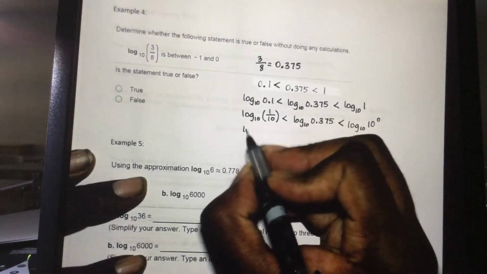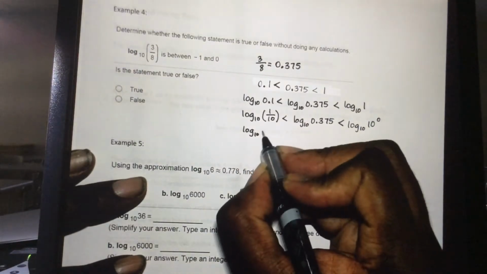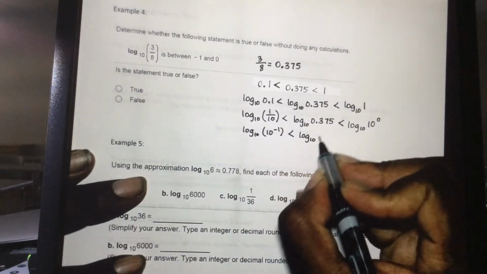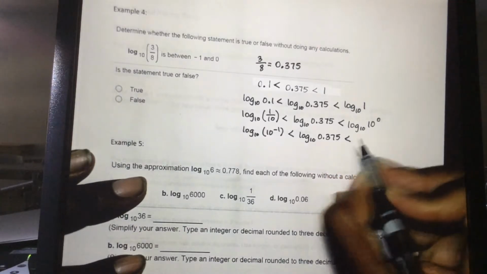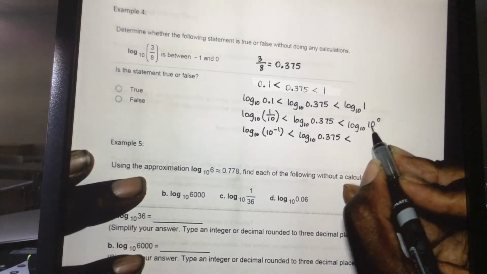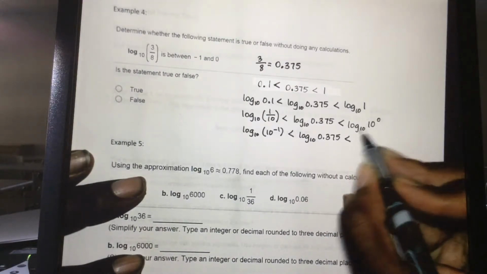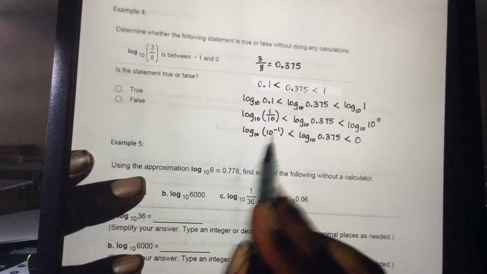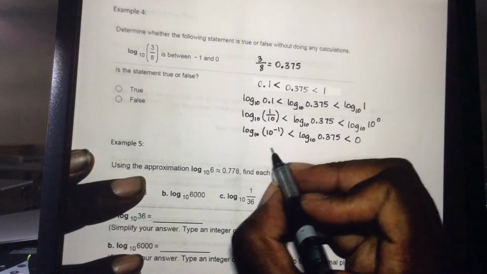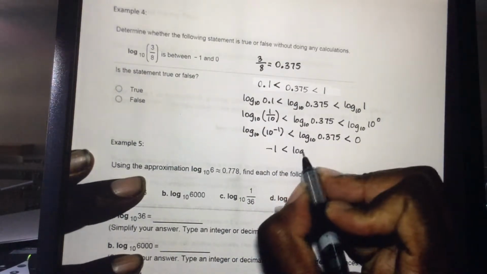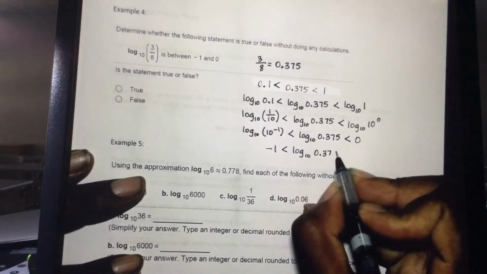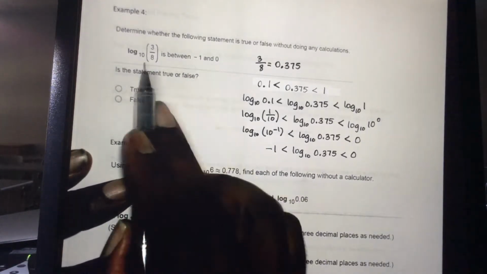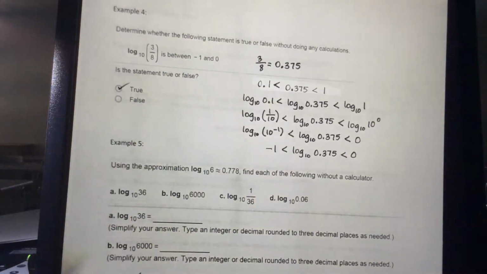Okay? Now, log to the base 10 of 1/10, if I write that in exponential form, is log to the base 10 of 10 to the -1. Now, if I do log to the base 10 of 10 to whatever that exponent is, it's going to be that exponent. So log to the base 10 of 10 to the 0 is 0. Now here, the same thing: log to the base 10 of 10 to that exponent will be that exponent, in this case, -1. Now what this is saying is log to the base 10 of 0.375 is between -1 and 0. That's exactly what this statement says. So that's going to be true.